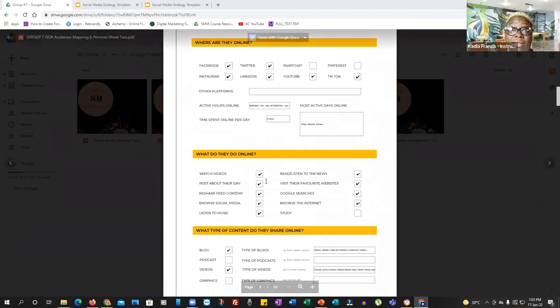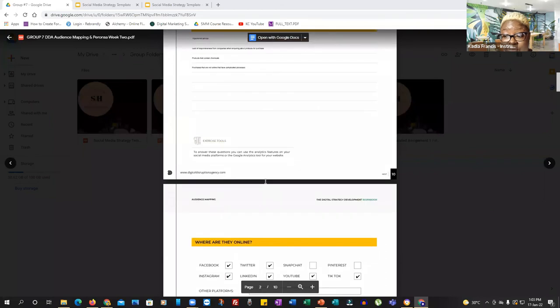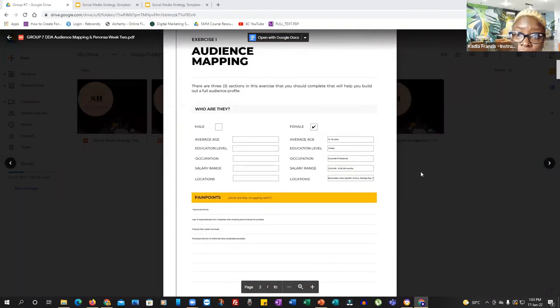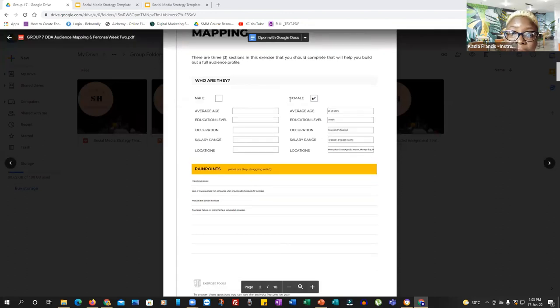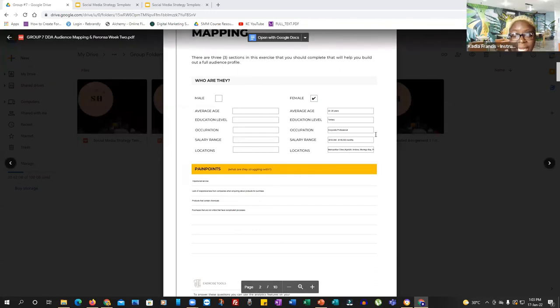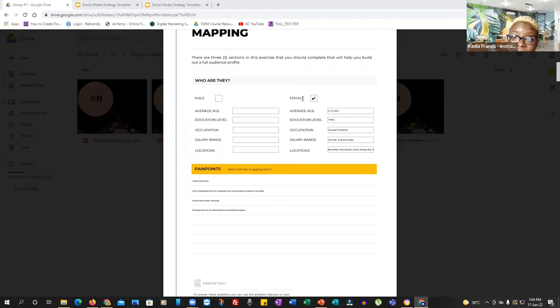If you are B2B, business to business, let's go over how you could have done this. So who are they? Here, you could talk about the owner of the business. Is it a female owner? What's the average age, education level, occupation? You could say CEO, salary range, and so on. So you could have put that she's the CEO of the company. You guys can always amend these templates to how you want, so it makes sense for what you are doing. Don't be afraid to do that, right?